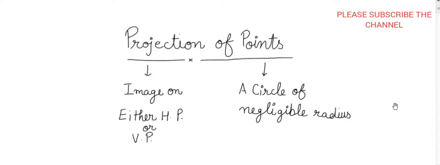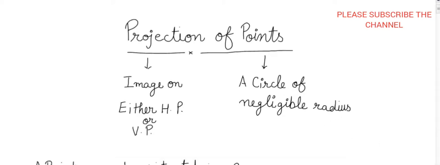In this video, we are going to study the basic concepts of projection of points. Based on that, problems will be asked in the examination. So what is the projection? Projection is basically an image which is projected either on HP or VP. HP is the horizontal plane and VP stands for the vertical plane. These are the two principal planes of projection. And what is the point? A point is a circle of negligible radius.